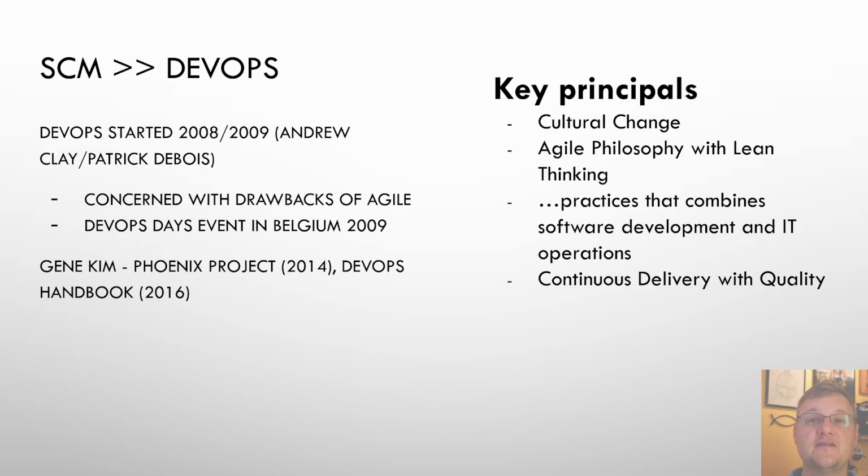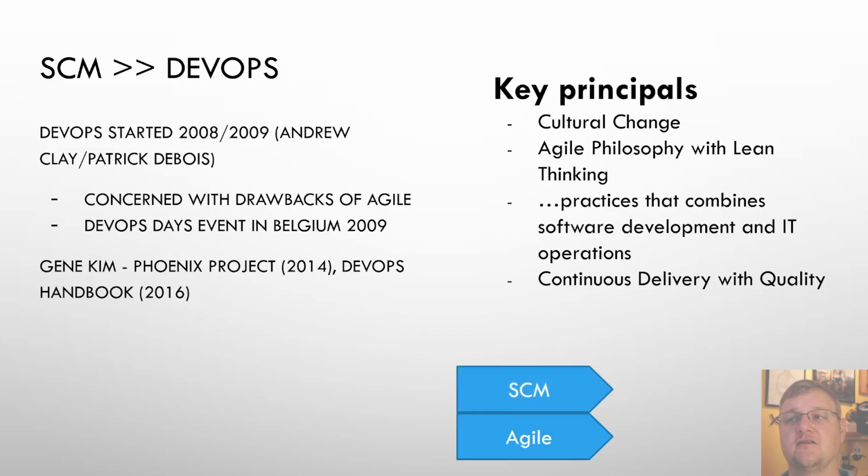Some of the key principles of DevOps are cultural change, agile philosophy with lean engineering. It's the practice that combines software development with IT operations. Sometimes they say it's as if IT operations had to be done by a software engineer. We talk about continuous delivery with quality. And if we take SCM and Agile and marry them together, I argue that's kind of what you get with DevOps.